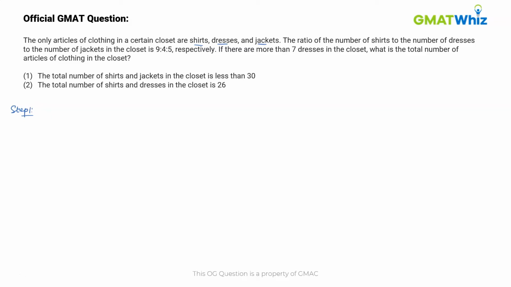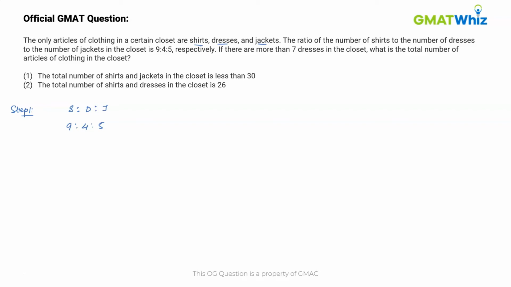Now, keep in mind the given ratio of shirts to dresses to jackets, 9:4:5, does not imply that the number of shirts is 9, the number of dresses is 4 and the number of jackets is 5. It can be something else as well. For example, the number of shirts can be 18, the dresses can be equal to 8 and the number of jackets can be equal to 10. Since we are given the ratio, it just means that the ratio of the numbers is reduced to the simplest form.